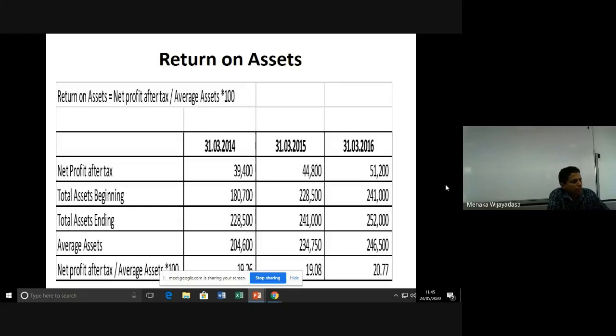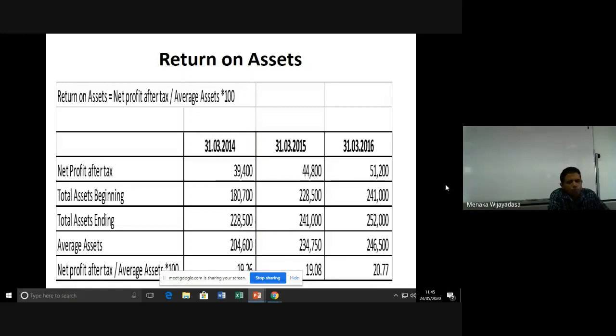The final figures for ROA, return on assets: you have to divide the net profit after tax by average assets, multiplied by 100. The answers will be 19.26, 19.08, 20.7.